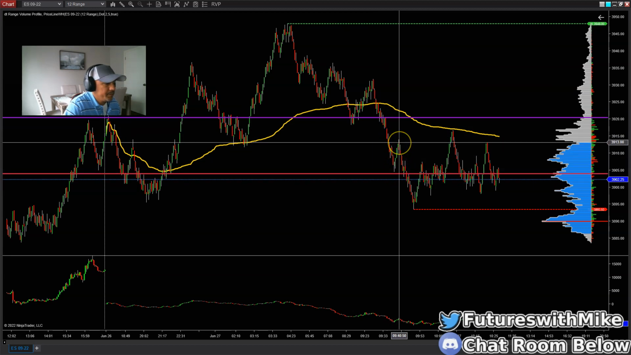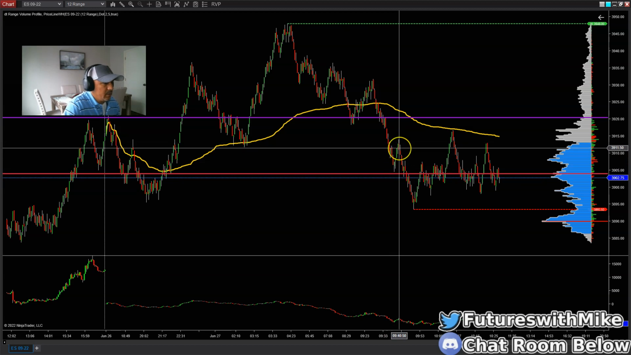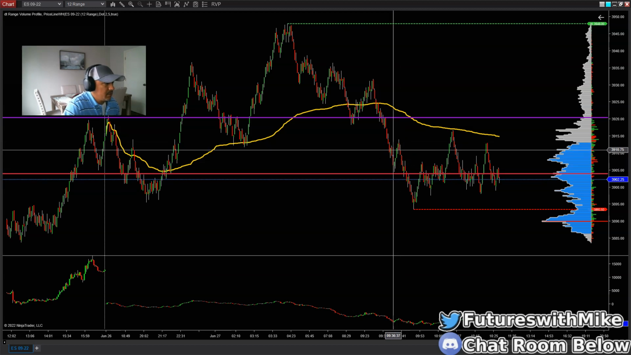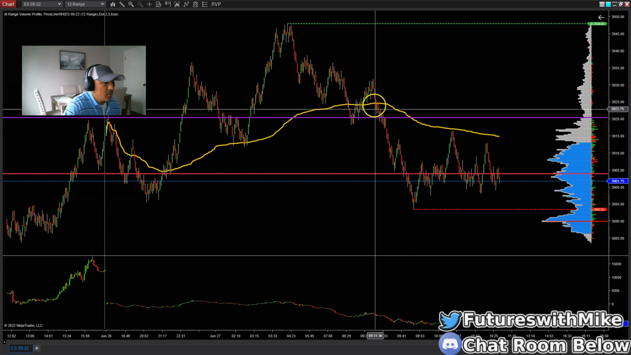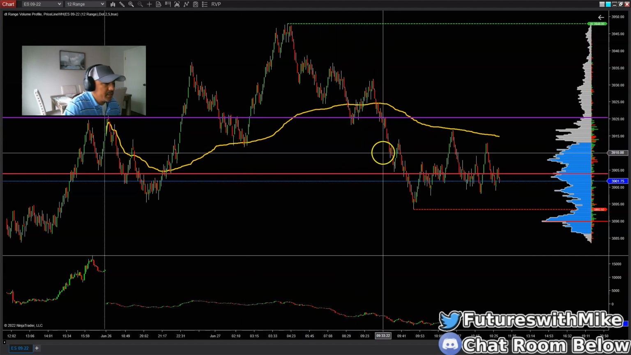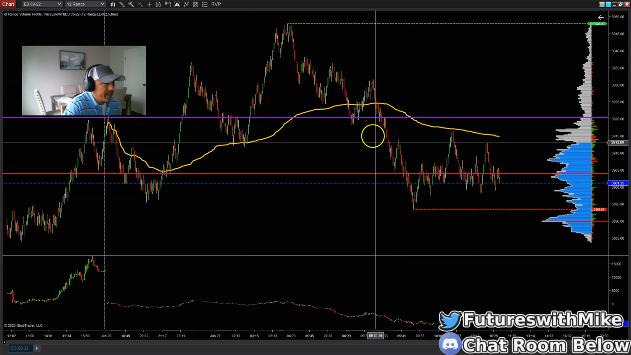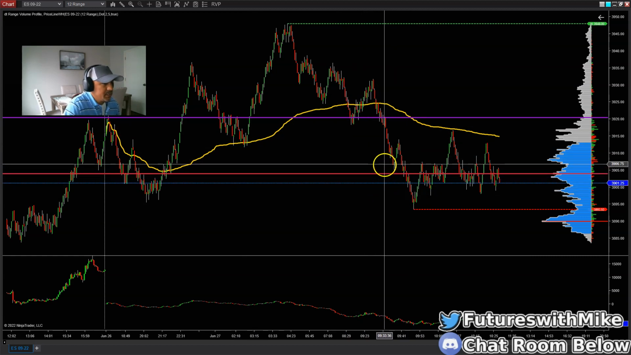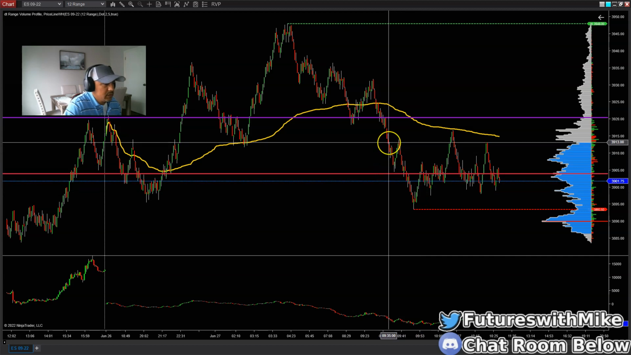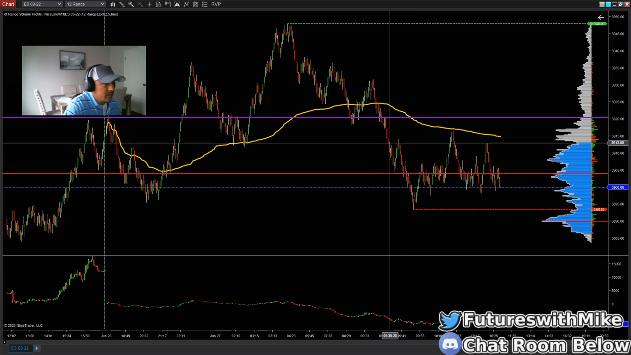So we'll see. And what it did was, let's see. Push down here, pull back, broke lower, taking out structure here. And it's kept making these lower lows and lower highs on the way to the downside. So we'll see.